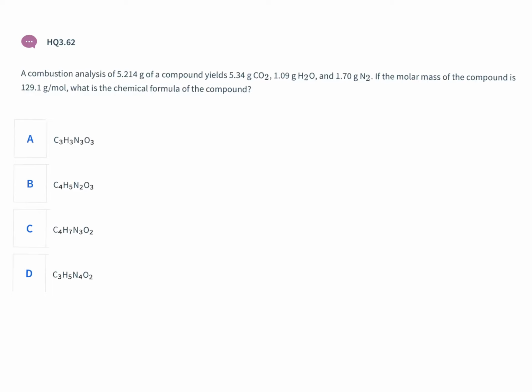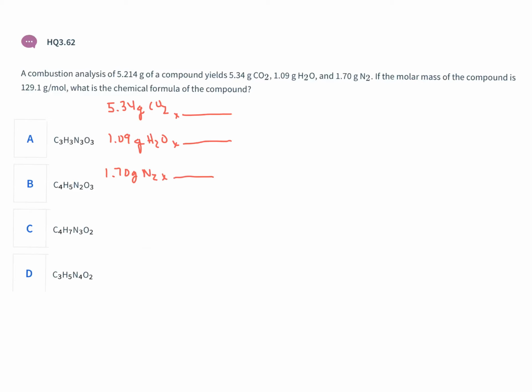But this is a challenging calculation because, again, they don't give us the moles of carbon or hydrogen or nitrogen or oxygen. We have to break that down from the masses of carbon dioxide, water, and nitrogen given. So we're going to start the same place we started the last calculation. We're going to start with 5.34 grams of carbon dioxide, 1.09 grams of water, 1.7 grams of nitrogen. And remember, we can't do anything with grams, but we can with moles.